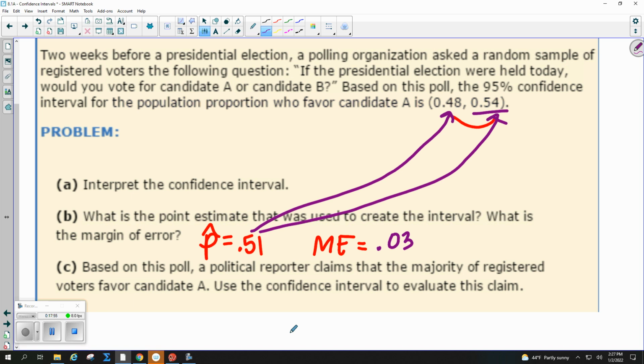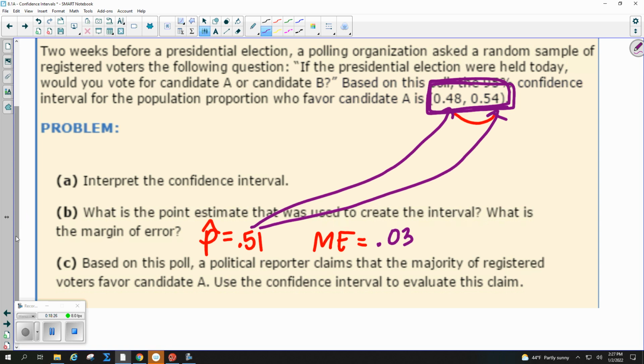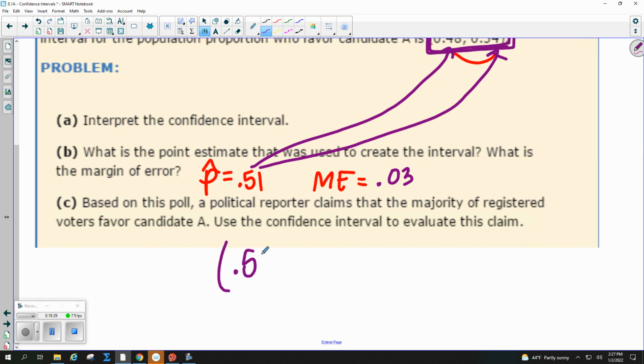Based on this poll, a political reporter claims that the majority of registered voters favor candidate A. Use the confidence interval to evaluate this claim. So can we say that a majority of voters favor candidate A? The answer is no, because this includes 0.48. Is 0.48 a majority? No. Is 0.49 a majority? Nope.